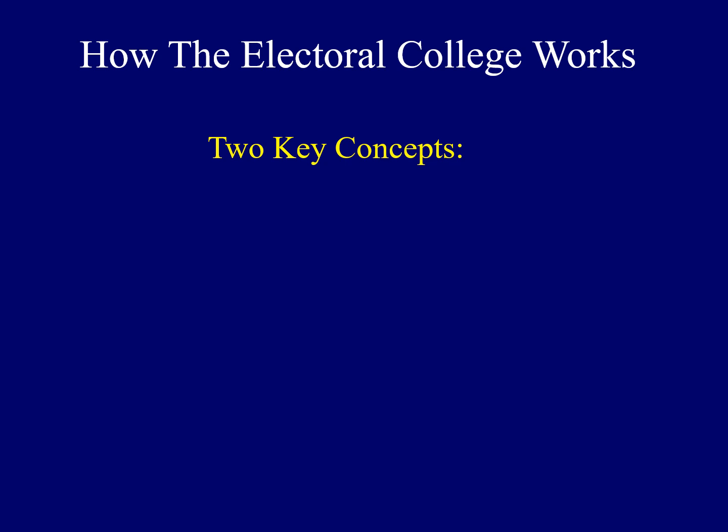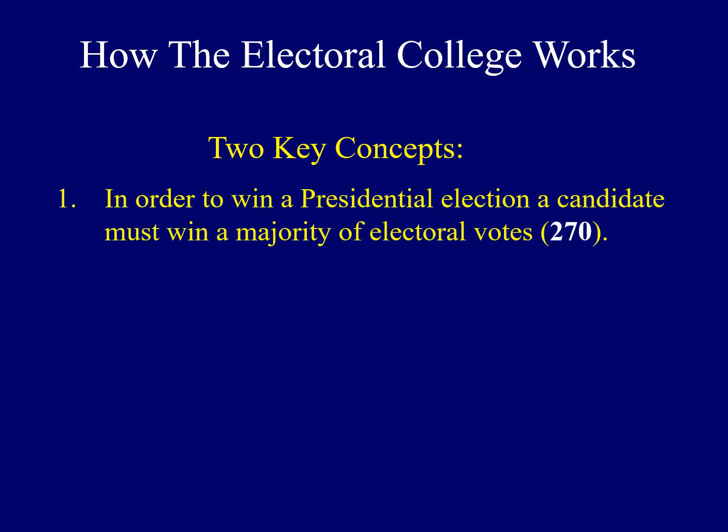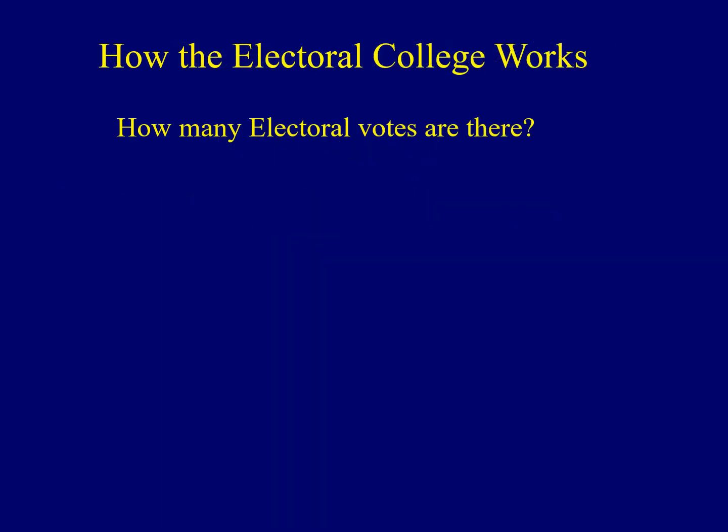There are 2 key concepts I'd like to address when it comes to explaining how the Electoral College works. First, in order to win a presidential election, a candidate must win a majority of electoral votes. The magic number, so to speak, these days is 270. Well, how do we get this number of 270? Well, I'll try to show.